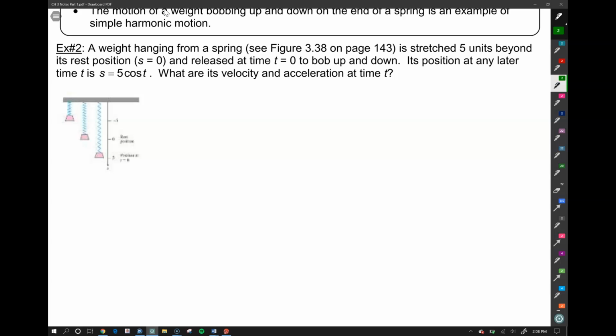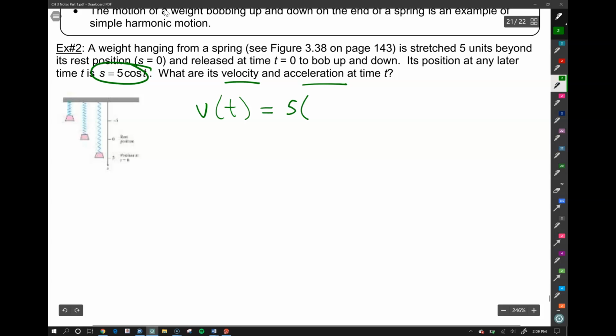I am reading this so you can listen and look at the same time. Its position at any later time, here's our equation, s equals 5 cosine t. What is its velocity and acceleration? Literally what we have to do is find the derivative. v of t is the first derivative. What is the derivative of 5 times cosine t?